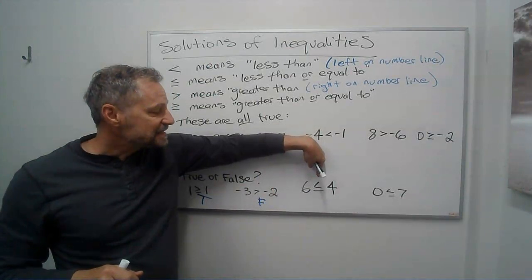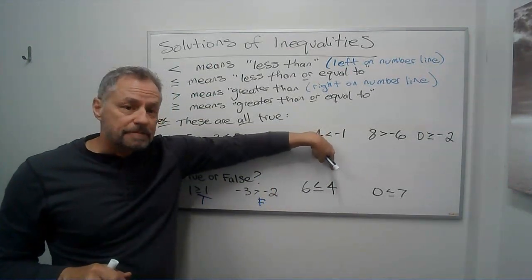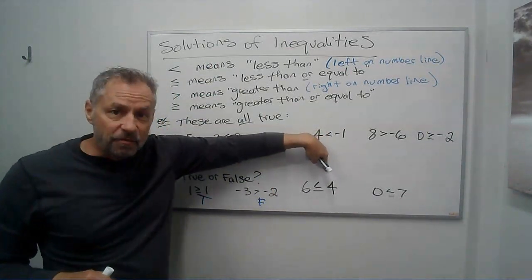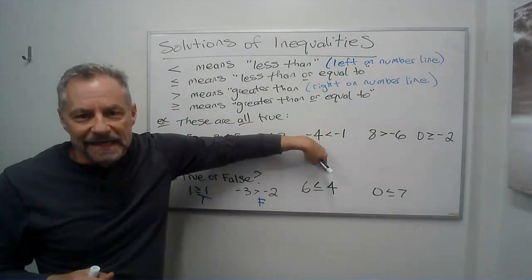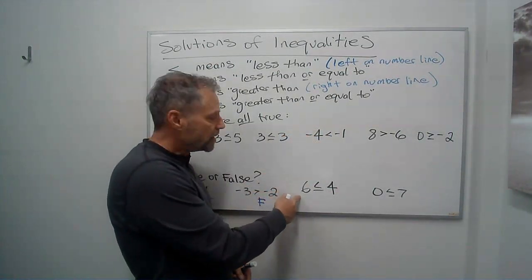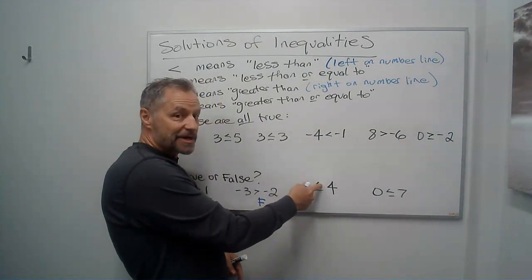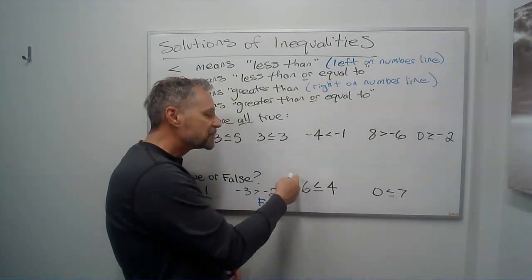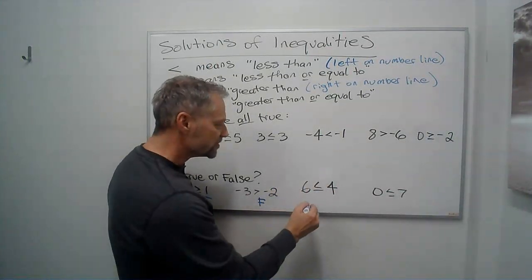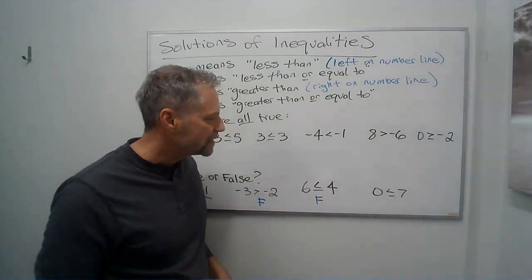6 is less than or equal to 4. Yeah, it's one of the two. It's less than 4? It's not less than 4. It's equal? No, of course it's not equal to 4. This one's false as well. If you're hungry, you want to eat the bigger one, you're not going to eat the 4. The 6 is the bigger number, so the inequality should face the other way. So this one's false as well.